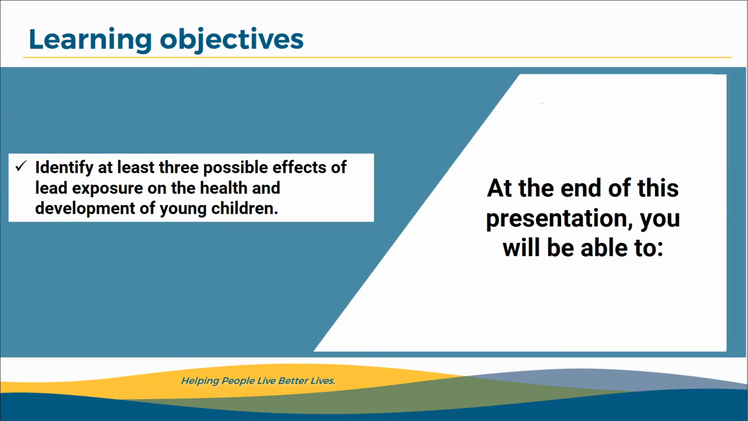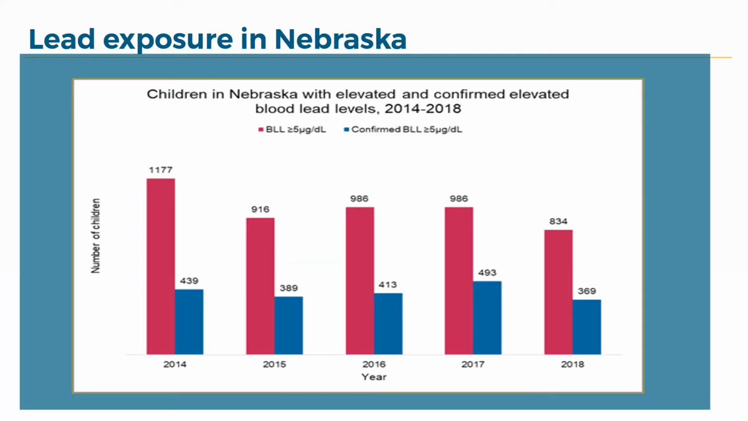At the end of this module, we expect you will be better equipped to discuss health effects with the families you serve. As a reminder from the first module, the number of children under age 6 whose initial blood lead levels were at or greater than 5 micrograms per deciliter steadily declined from 2014 to 2018. In 2018, this represented 2.3% of the children tested, and of these children, 44% had confirmed blood lead levels of 5 micrograms per deciliter or greater.